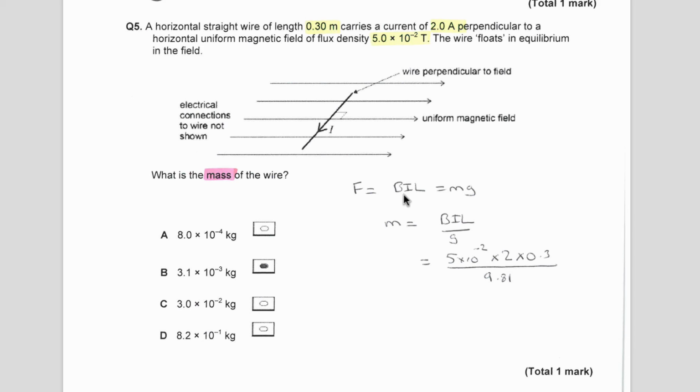So if we think about it, this is our equation for a conductor in a magnetic field, and this is the weight of the wire, and they're equal to each other. So if we simply rearrange this, we get the mass is equal to this equation here, and again we just need to put our numbers in. So this is the magnetic flux density of 5 times 10 to the minus 2 Tesla. I is the current, so 2.0 amps. L is the length of our wire, 0.30 meters, so that's 0.3, and g is the acceleration due to gravity. And if we do that on our calculator, the answer is 3.1 times 10 to the minus 3 kilograms, and so therefore the answer is B.